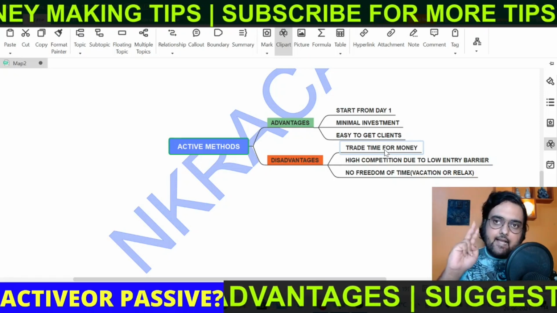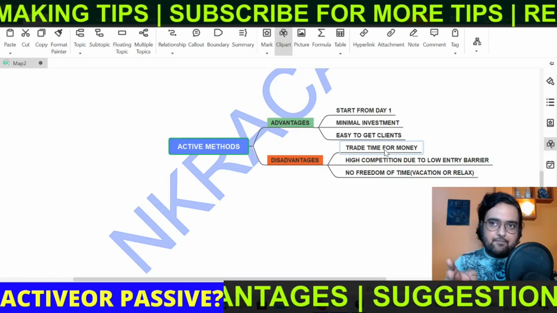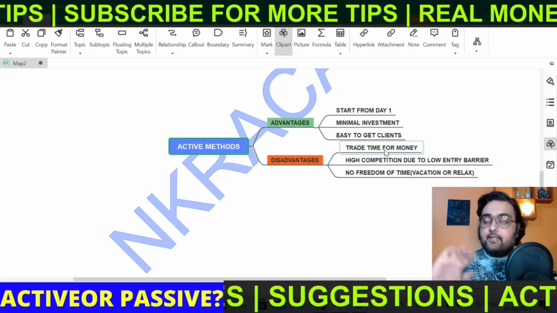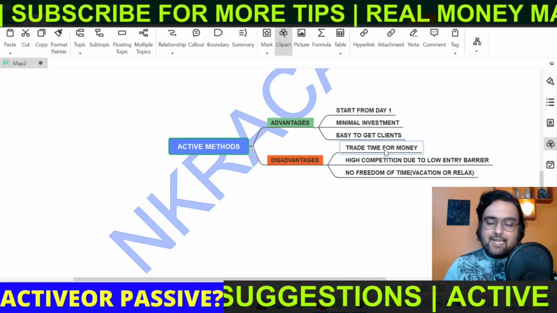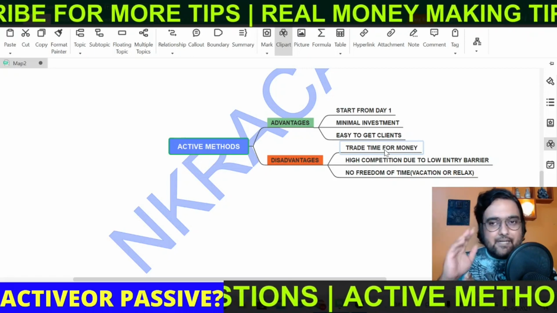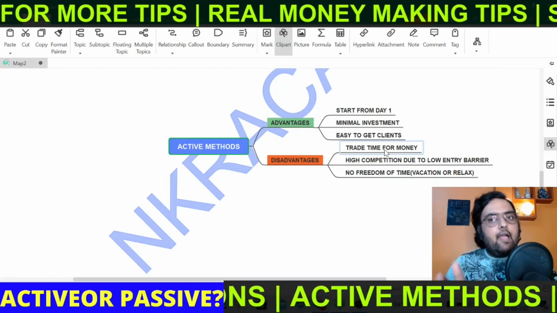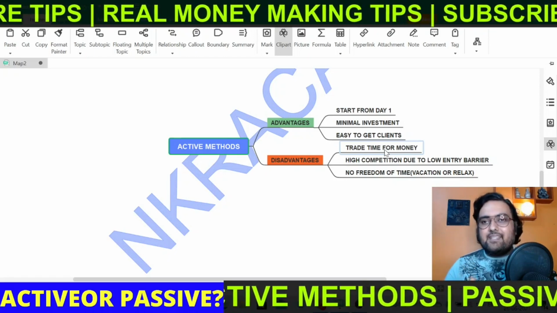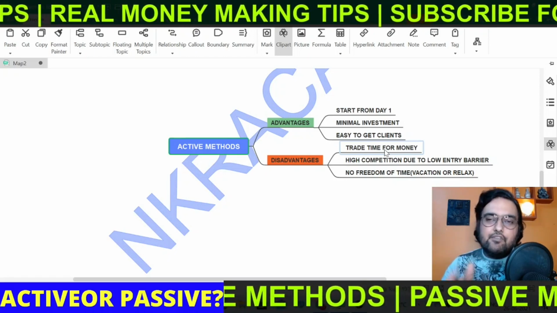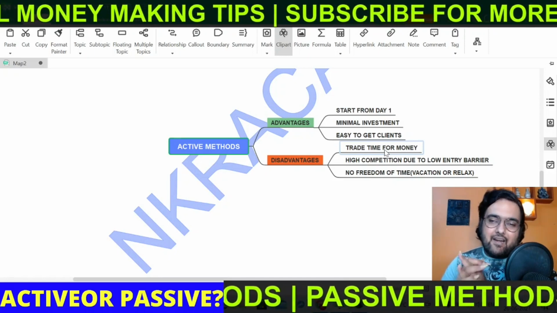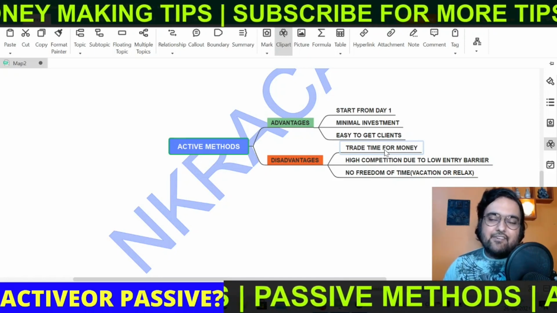Number two is that there is high competition. As I told you, there are very low entry barriers. There is not a huge cost involved in it, not a huge skill set involved in it. So there are a lot of people who would be doing the same business, and you have to compete with them in terms of price, in terms of quality, in terms of profits as well, which actually takes a huge hit on your profitability, and it almost makes it a really low profitable business to have.